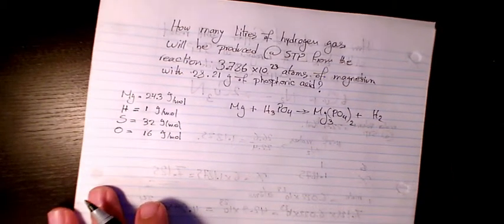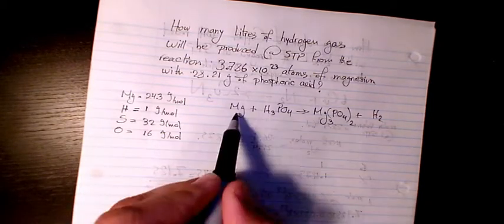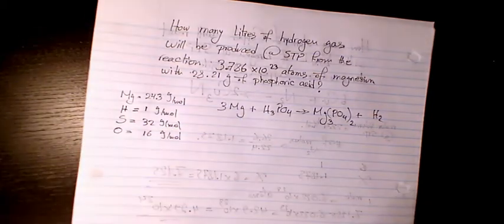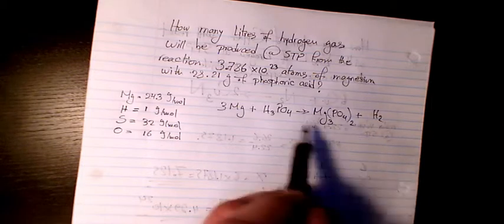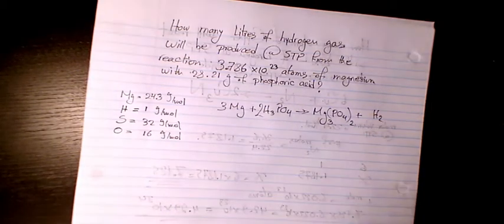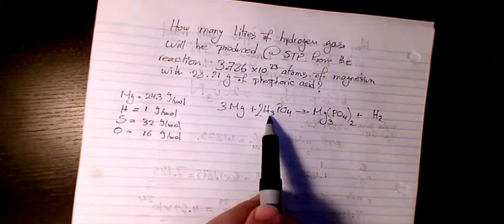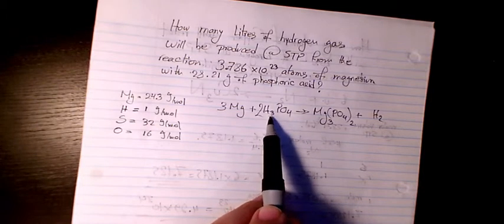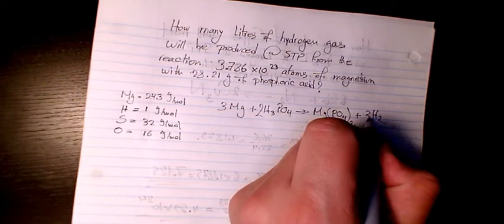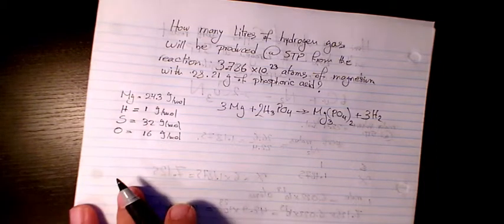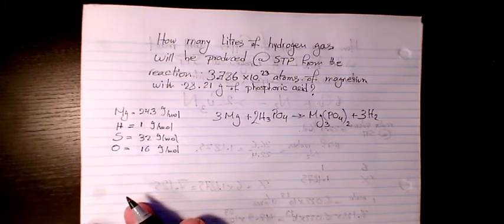Then I need to balance it. Mg is 3 here, here is 1, so I'll make it 3. PO4 is 2, here is 1, so I'll make it 2. So how many hydrogen do we have on this side? We have 2 times 3, 6, and we have 2 here. So if I put 3 here, it's going to balance it. So now the equation is balanced.